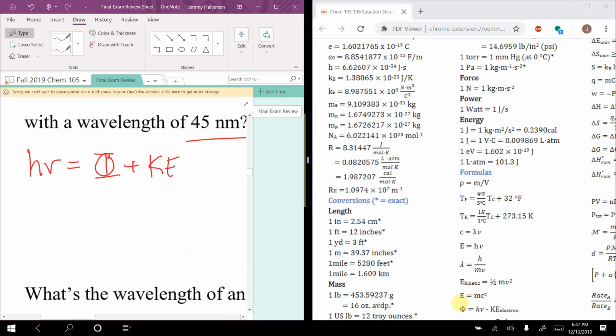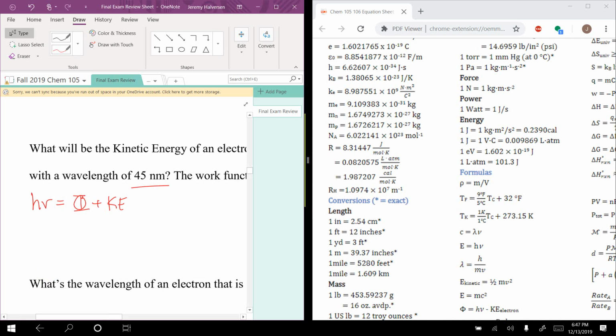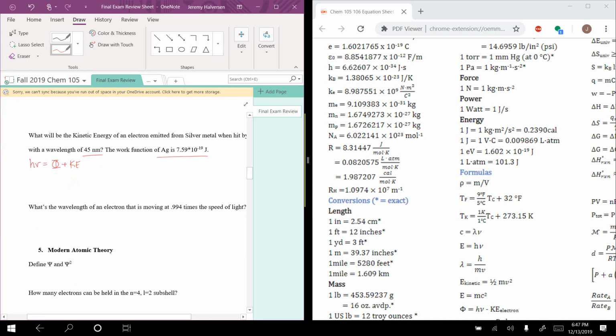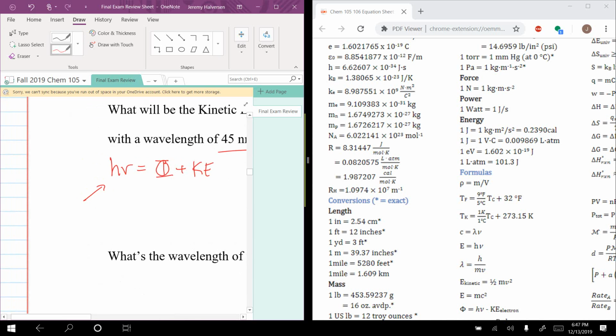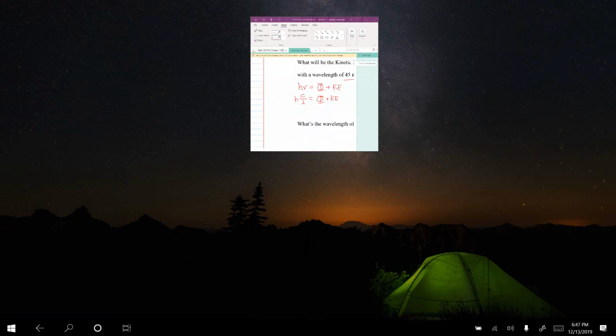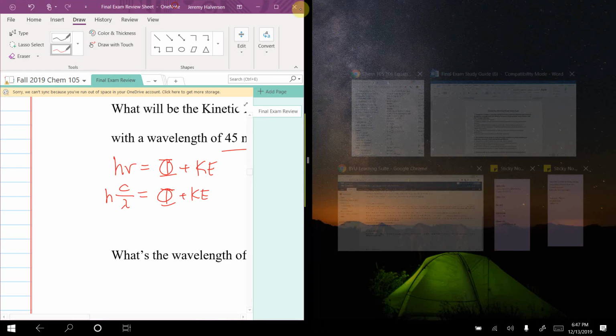So this is the equation we've got. It's the same equation that's right here, but they've rearranged it in a way that I don't like, so I'm going to do this one. What do I need to know in order to find the kinetic energy? I need to know the energy of my photon, and I need to know the work function. Well, I know the wavelength, so I'm just going to replace that frequency with wavelength, and that's going to equal my work function plus kinetic energy.